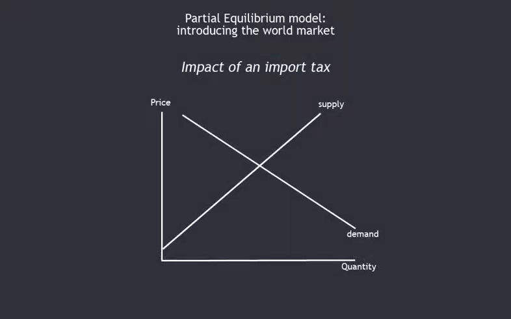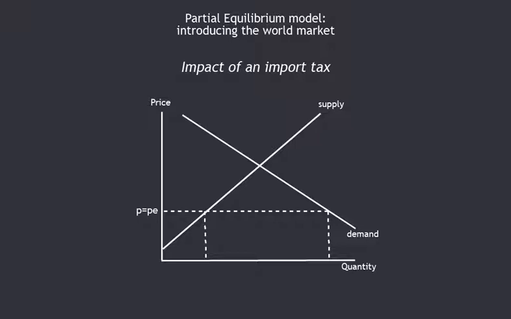So let's present very quickly the impact of an import tax, very quickly, because this is something that we have already presented. If we have no tax, it means that the local price P is equal to the world price PW, and so there is a certain level of local production corresponding to this local price and a certain level of local consumption.